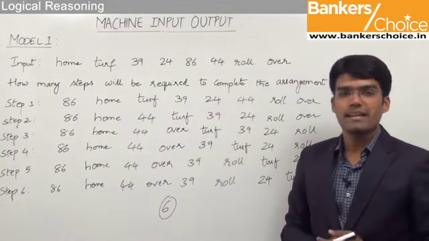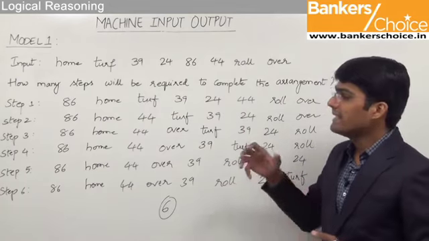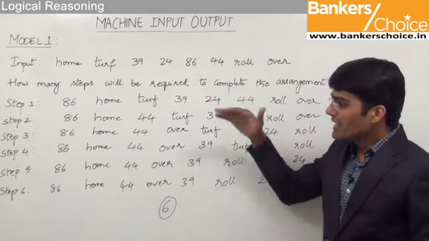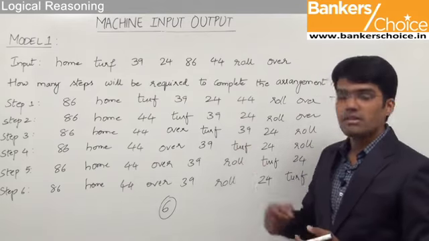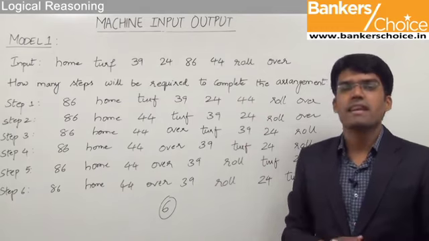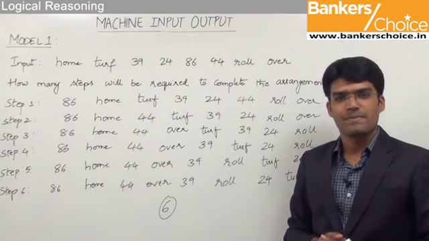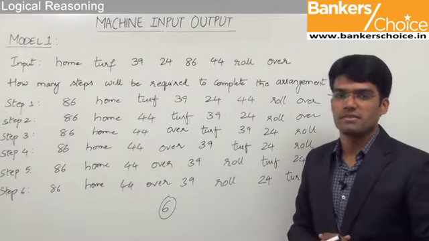Let us now use the banker's choice advantage and see how to solve the same question in a smart way. Without writing any of these steps, the answer to this question can be obtained in a few seconds simply by moving the elements with the help of arrows. Let us understand the working of this procedure.